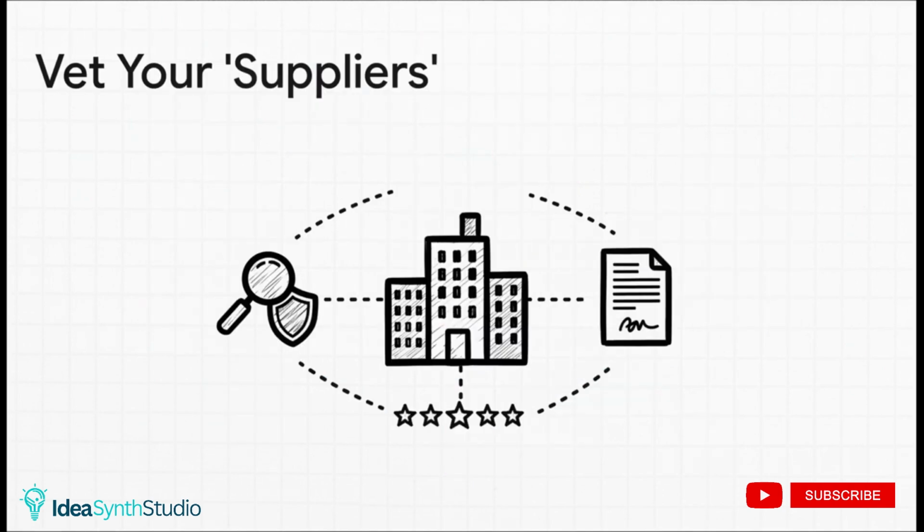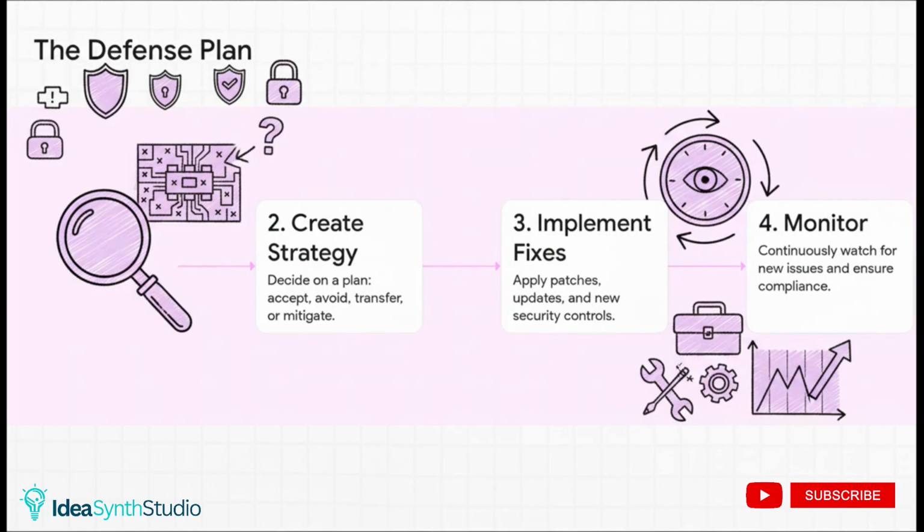It all starts with treating your code suppliers like you would any other business partner. You've got to do your homework. That means looking into their security practices, checking their reputation, and reading the fine print on contracts to make sure they're legally committed to keeping things secure. This all comes together in a defense plan, and this 4-step framework is a great guide.